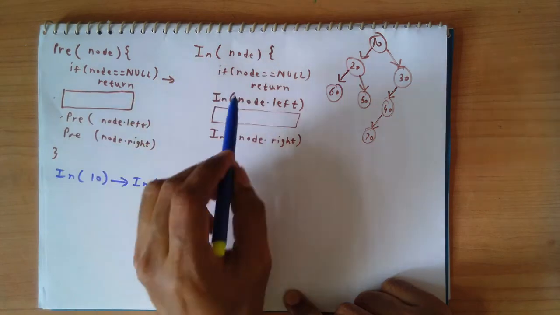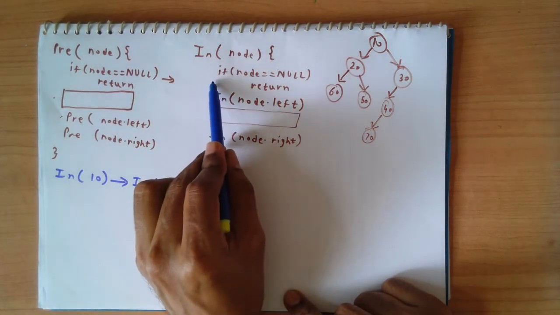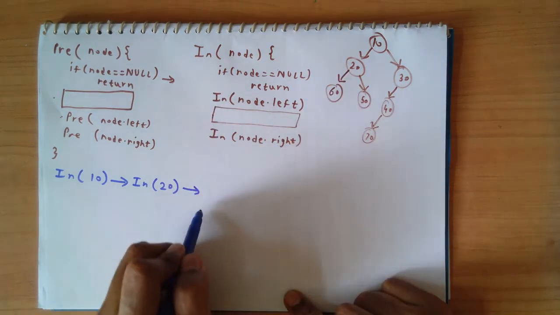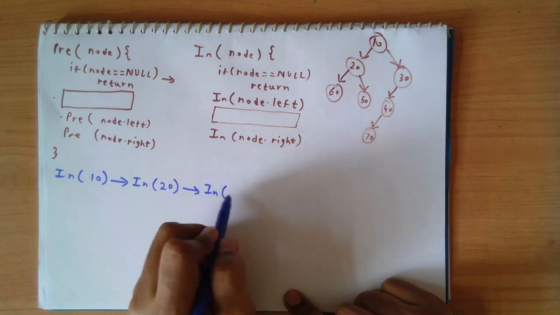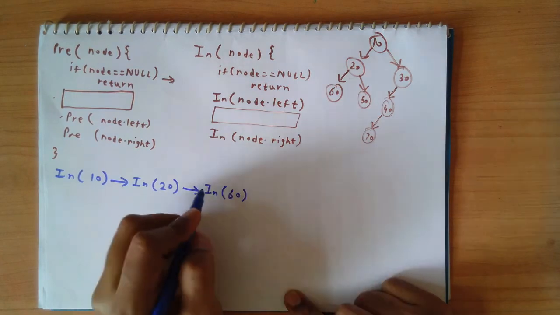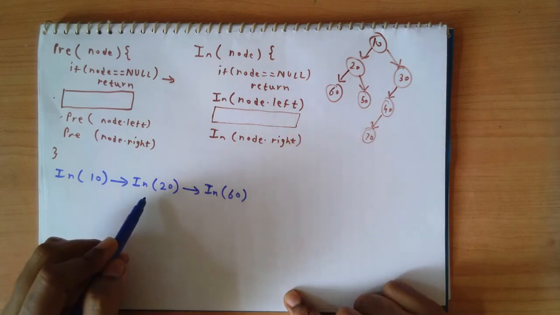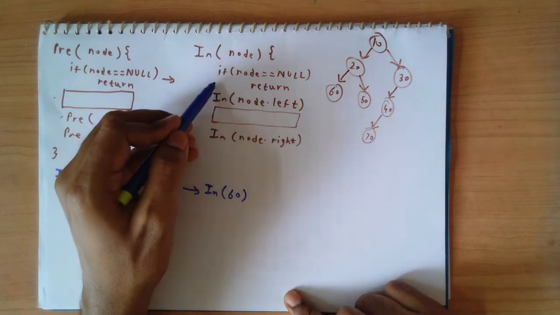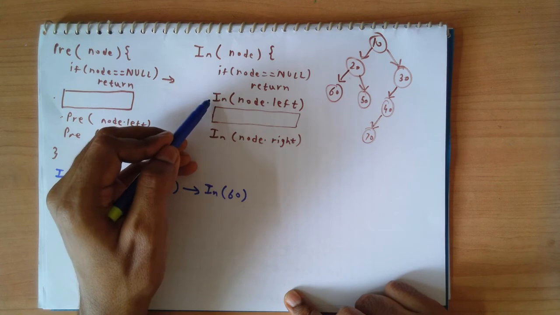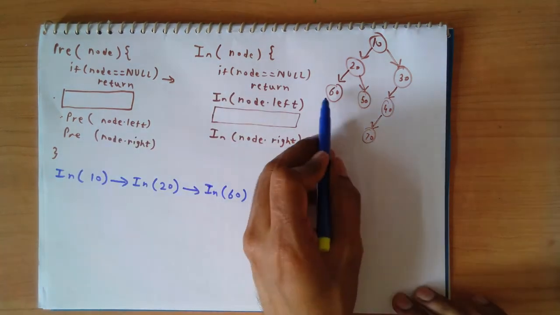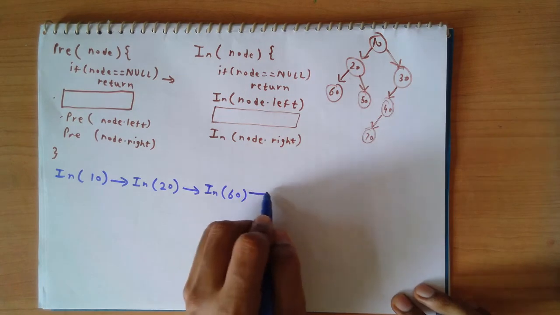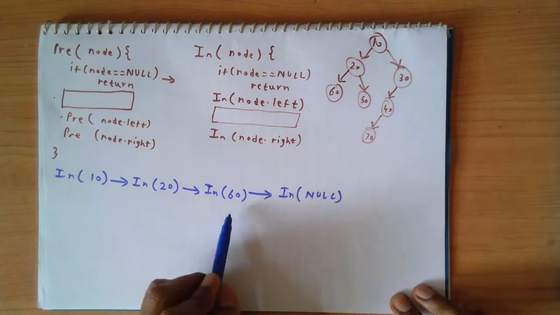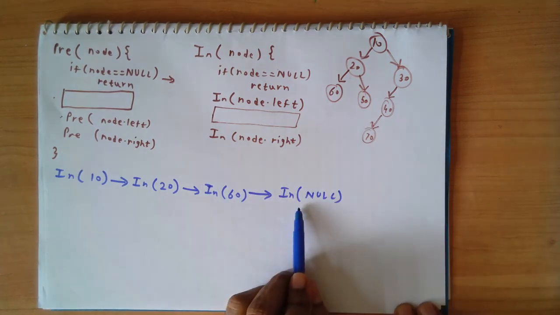So I come inside and ask the question, is my 20 null? It is not null. So I have to start the in-order traversal from the left subtree of 20, which is 60. So this will give a call to in-order traversal of 60. We will pause the execution for 20 and go to the execution of 60. We come inside and ask the question, is 60 null? It is not. Now we have to do the in-order traversal for the left child of 60. It is null because 60 is a leaf node. So this will give a call to in-order traversal for a null node, and we have to pause the execution for 60 and start the execution of null.